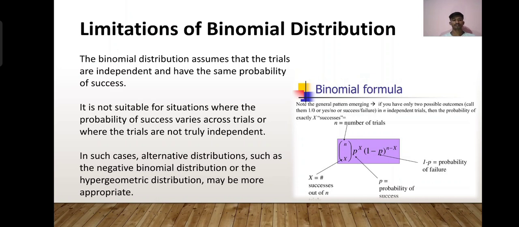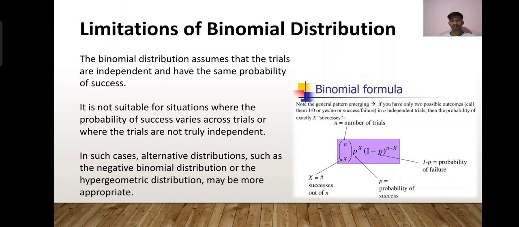Limitations of the binomial distribution. The binomial distribution assumes that the trials are independent and have the same probability of success. It is not suitable for situations where the probability of success varies across the trials or where the trials are not truly independent. In such cases, alternative distributions such as the negative binomial distribution or the hypergeometric distribution may be more appropriate.